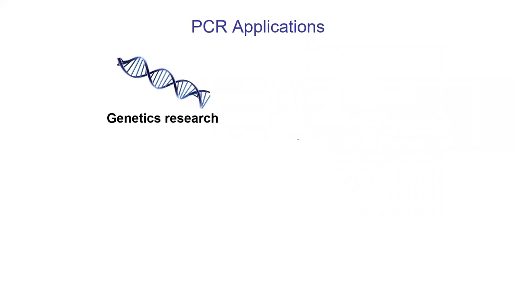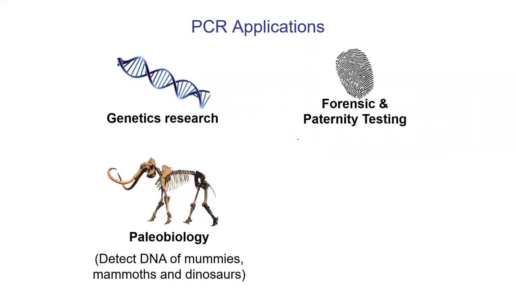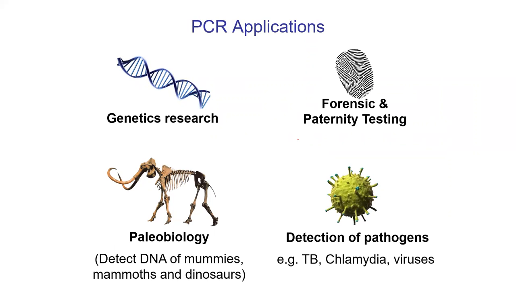I think I may have shown you this slide before. What can PCR do? It's good for genetics research. It's good for forensics and paternity testing. We're going to talk about that in a few minutes. We can use it to analyze DNA of animals, some things that have even been extinct. And if you've had a COVID test, it is a PCR test looking for virus RNA molecules. But there are other pathogens that can be tested for using the PCR procedure.